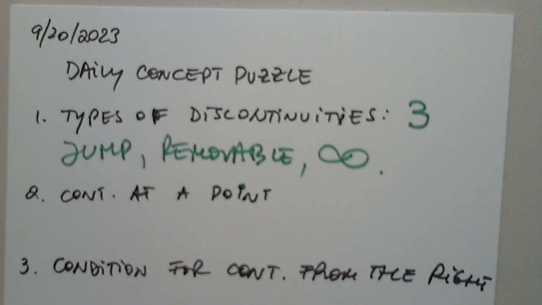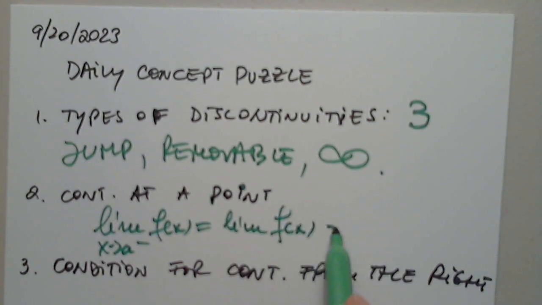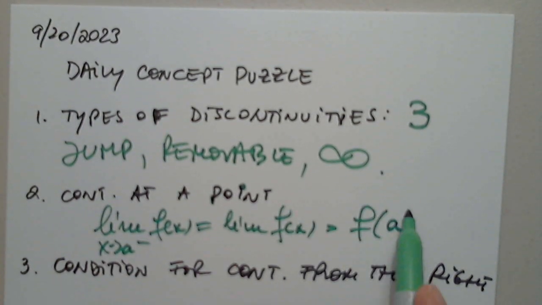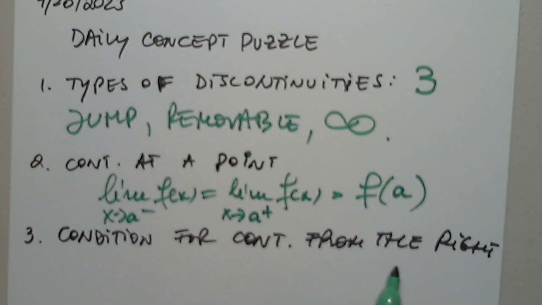Anyone, please? Definition of continuity at a point. When the limit of f of x from the left equals the limit of f of x from the right, which equals the function value at that point. Yeah, excellent. Good. Perfect. Condition for continuity from the right.